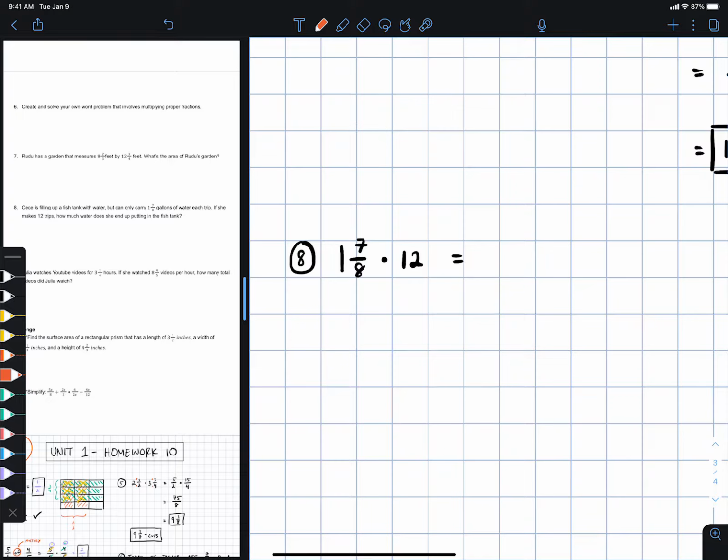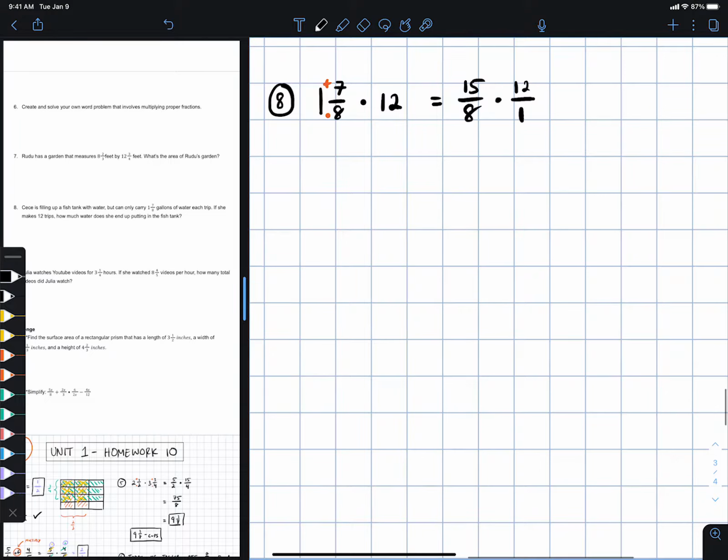And then we should try to multiply it, but we need to convert this 1 7/8 to improper. Okay, so 1 times 8 is 8, and then plus that 7, that's going to be 15. So I'm going to write 15 over 8 times 12, and 12 as an improper is 12 over 1. Okay, looking to cross cancel 12 and 8, you can divide both by 4. We'll get 2 and 3. And then what do we have here? 15 times 3, and then 2 times 1. So that'll be 45 over 2.